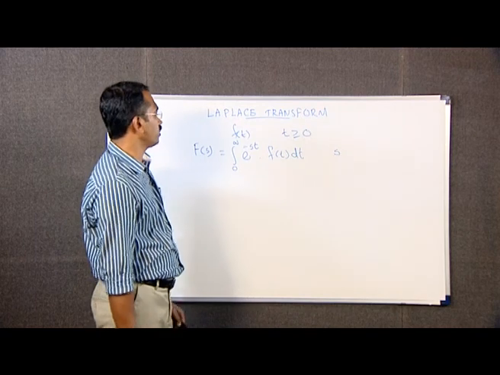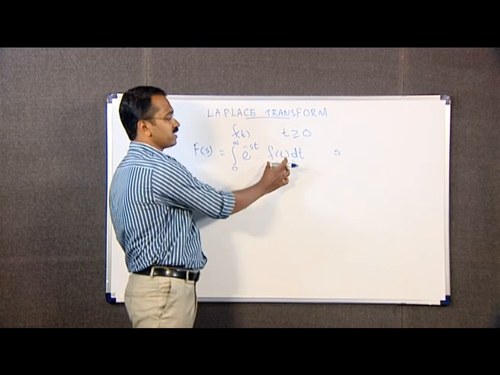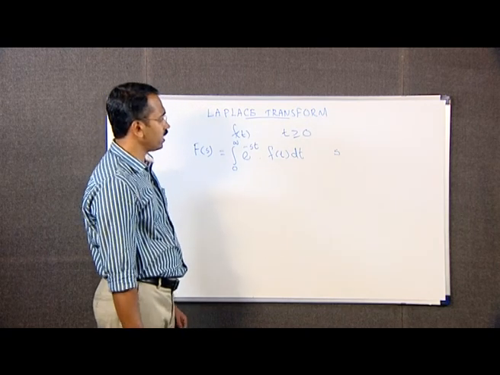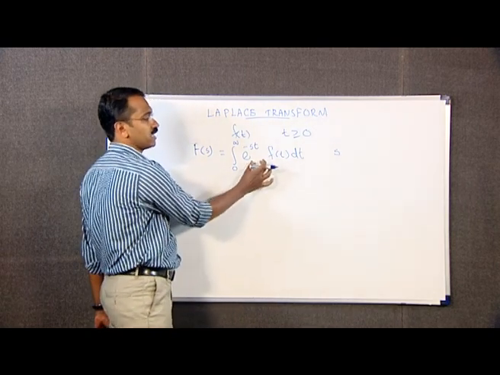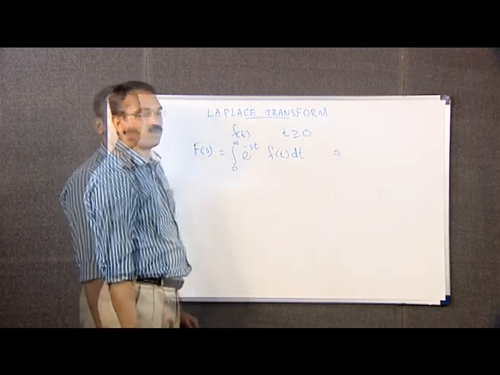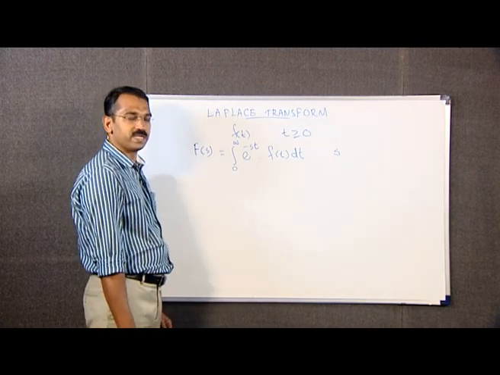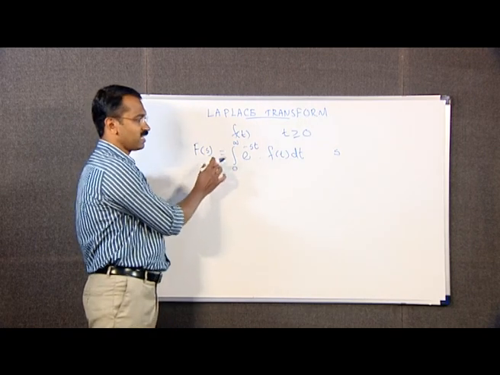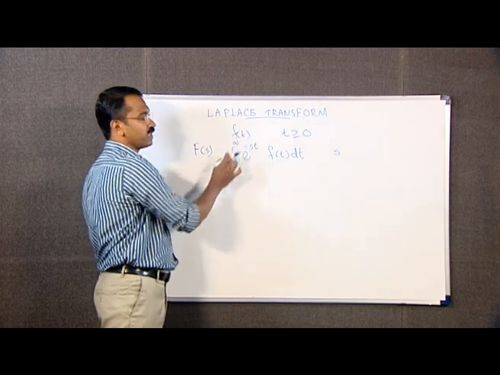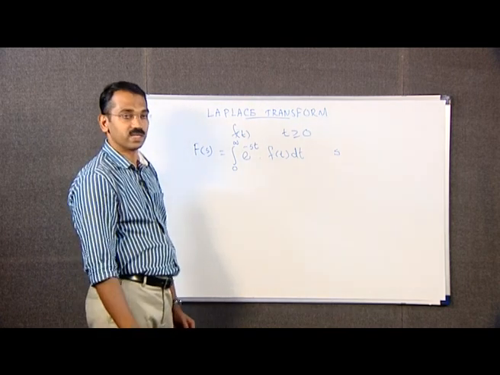That is, in order to get the Laplace transform of a function f of t, we just multiply the function by e raised to minus st, and we integrate this product e raised to minus st into f of t between the limits 0 and infinity. The Laplace transform takes a function of a real variable t to a function in s. It transforms the function f of t into another function F of s, where s is a complex variable.